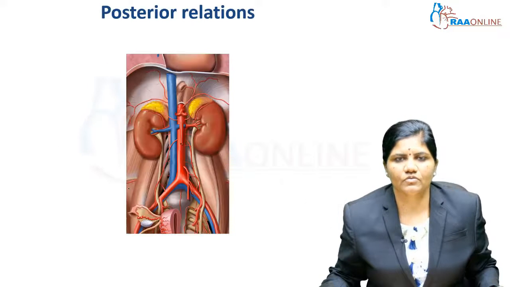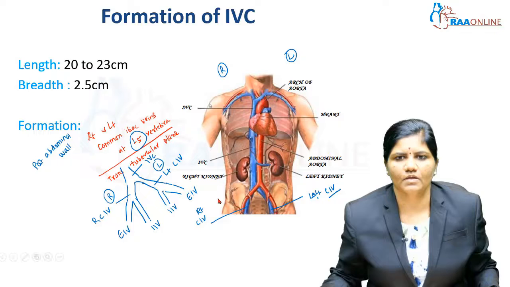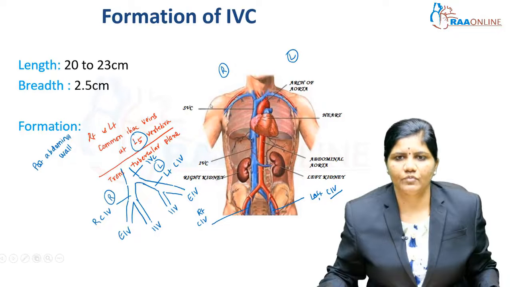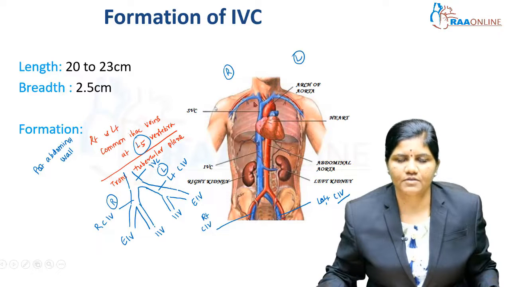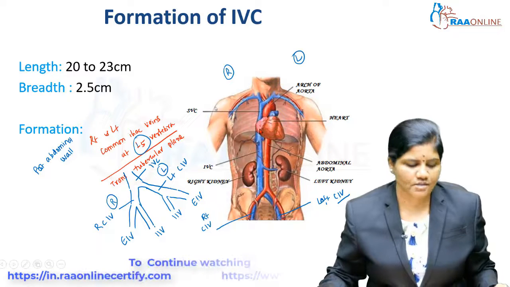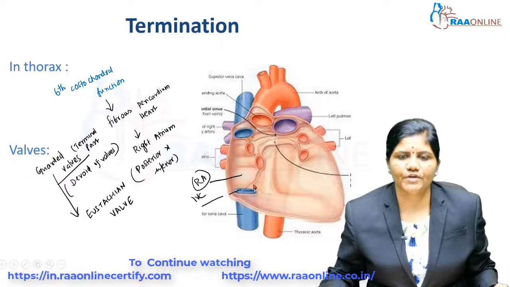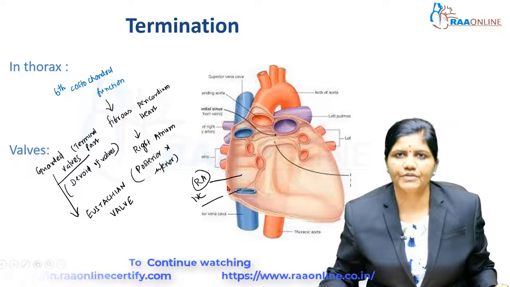Once again I repeat the course. From the formation it ascends upwards on the right side. Then it makes a groove in the posterior surface of the liver. Then it pierces the diaphragm at the level of T8. Then it pierces the fibrous pericardium at the level of the 6th costochondral junction. And finally it terminates into the right atrium. At the site of opening into the right atrium, it is guarded by a valve. That valve is known as the Eustachian valve. So the chamber is the right atrium.